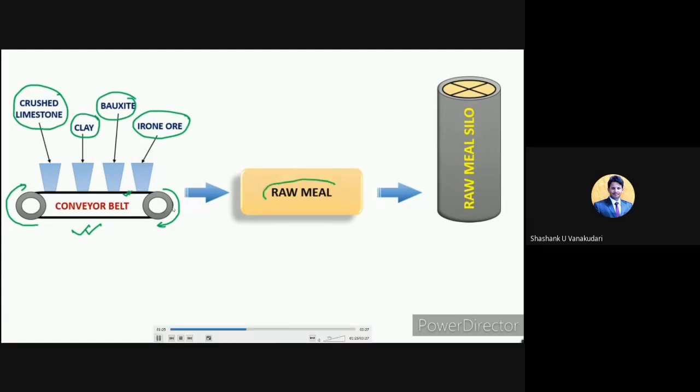In this part they store these in the raw mill. All these particles are sent there, and here they provide compressed air within the raw mill. By using this compressed air, all the particles stored in the raw mill are mixed properly, and then they are sent to the raw mill silo. The raw mill silo is like a chamber, like a storage basin. They store that in this chamber.